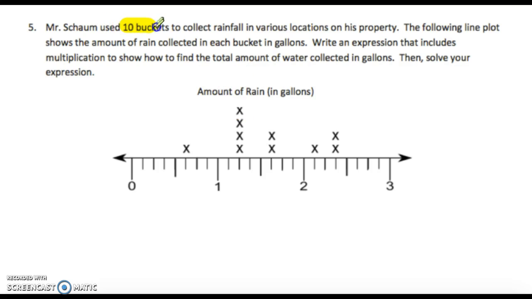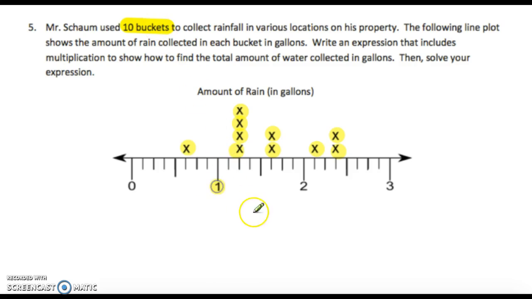So the first thing I want to point out here is it says he's got 10 buckets, right? 10 buckets. So where are the 10 buckets in this graph? Well, if you look at the x's marking each plot, 1, 2, 3, 4, 5, 6, 7, 8, 9, 10. You'll see that each X represents one of the 10 buckets.